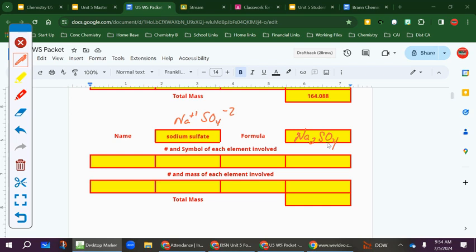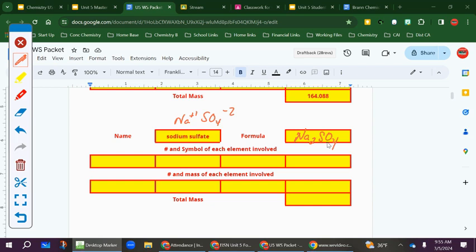Can we do this with acids too? You could do this with any compound. This is the way of finding the formula mass for any formula. Now, our formulas might be ionic, might be covalent, might be acids. Any formula we would do the same thing to.